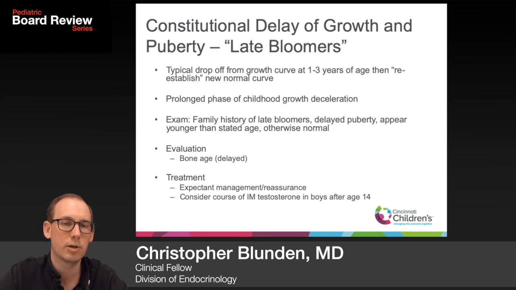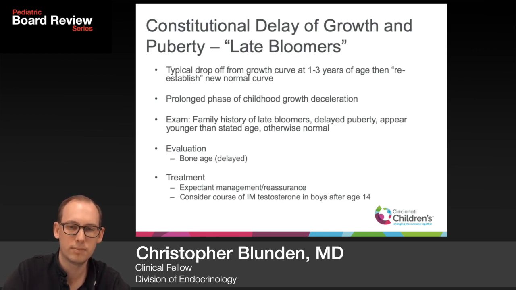They will have delayed puberty, often appear younger than their stated age, and otherwise not have any concerning findings on their exam. They'll have a delayed bone age if you get an x-ray, and you can calculate their genetic potential based on that delay and potentially reassure parents. The treatment is generally expectant management and reassurance. Particularly, this might bother high school boys if they appear much younger than their peers, and so after age 14, we will at times offer a course of intramuscular testosterone to try and prime the pituitary gonadal axis to start puberty, if the parents and the child elect to have that treatment.